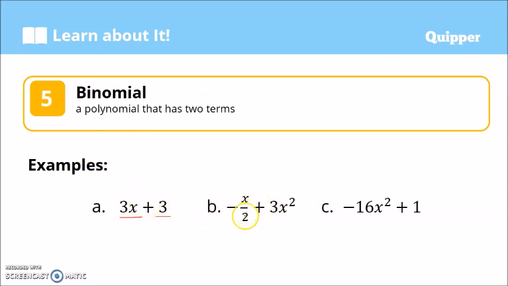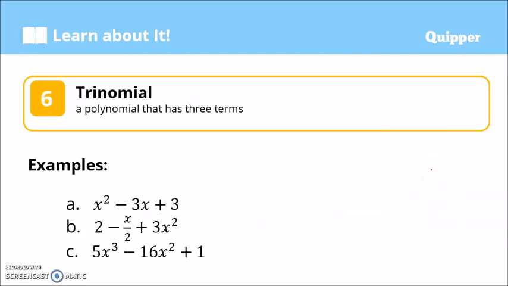We have here negative x over 2 plus 3x squared. Two terms: negative x over 2 and 3x squared. Here, two terms as well: negative 16x squared and positive 1. Okay, so binomial, from the word bi, meaning two. If there are three terms, that is called a trinomial. Tri, like triad, triangle, and so on. So, a trinomial is a polynomial that has 3 terms.